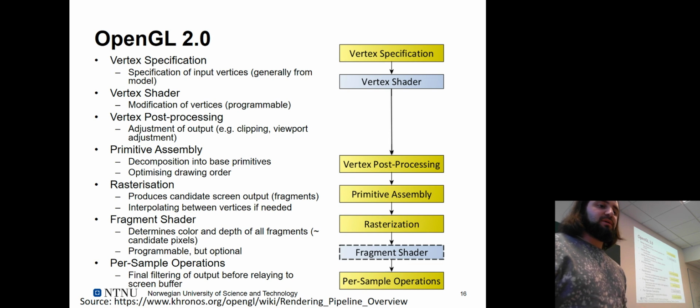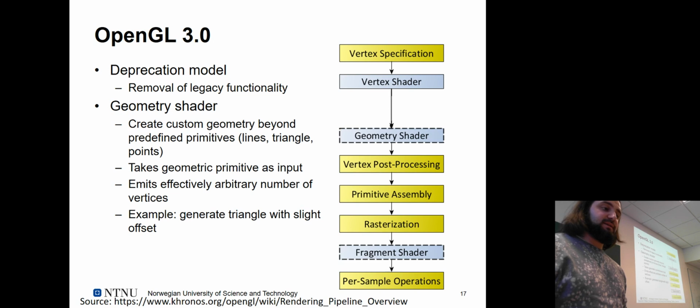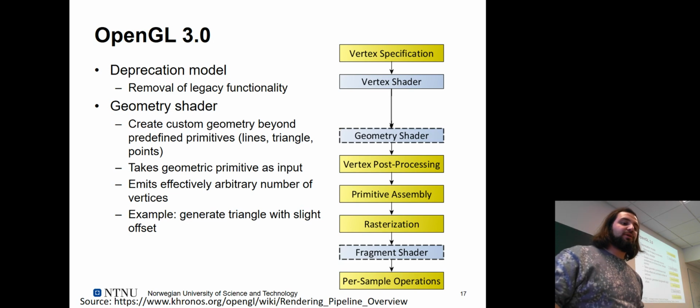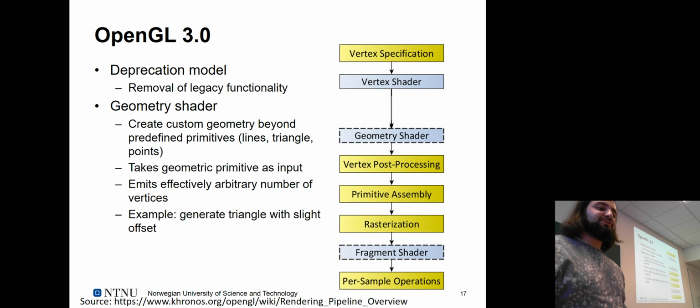However, in the next version, 3.0, a geometry shader was added, an optional layer that gave additional tools to the programmers. First of all, a deprecation model was introduced, and this was one of the major aspects of this version.